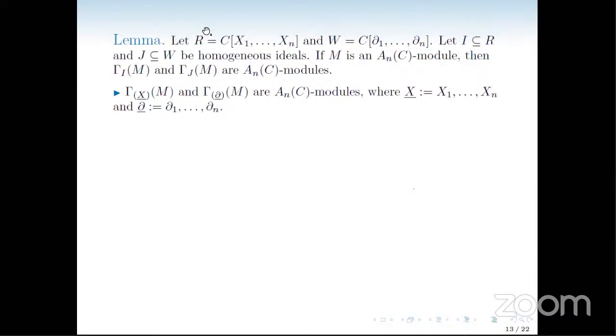Now let us consider that R be the polynomial ring over C in n variables x1, x2, ..., xn, and W be the polynomial ring over C in n variables ∂1 up to ∂n. If I is a homogeneous ideal in R and J is a homogeneous ideal in W, then we can show that this Γ_I of M and Γ_J of M are ANC modules. So this is kind of the generalization of the previous lemma, because there we only considered I to be xn and J to be ∂n.